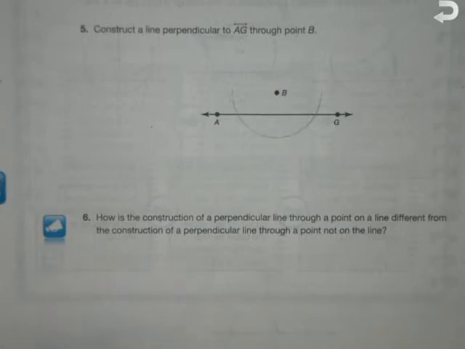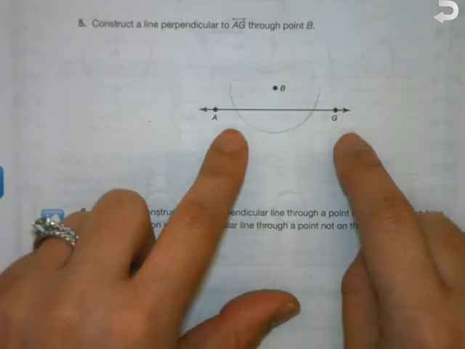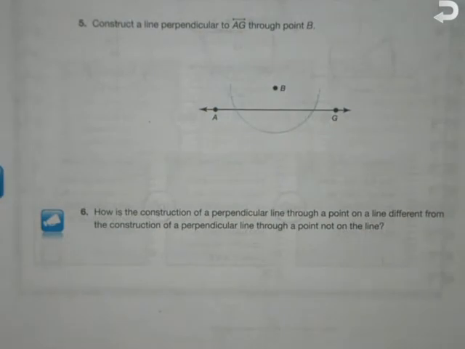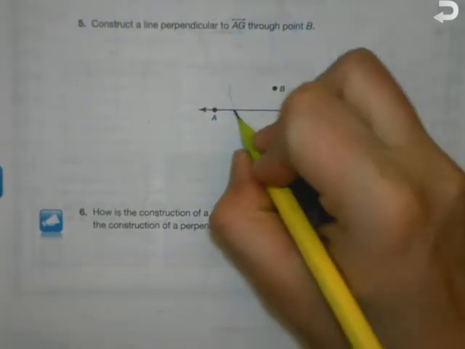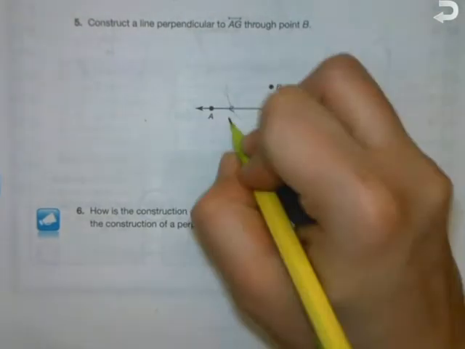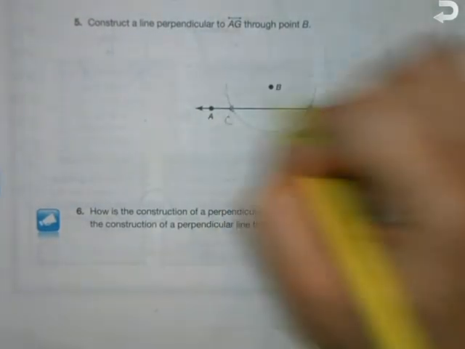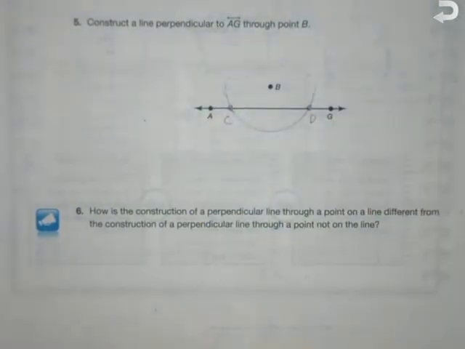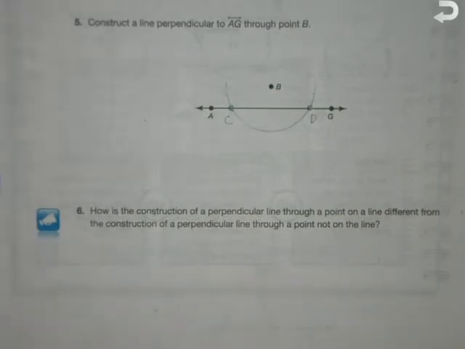Okay, so you're going to draw an arc using B as your center, but not going through the points AG. What do you guys want to label those intersection points? C and D. Okay. You can do E and F too, that's okay.